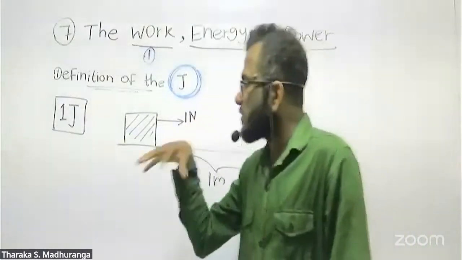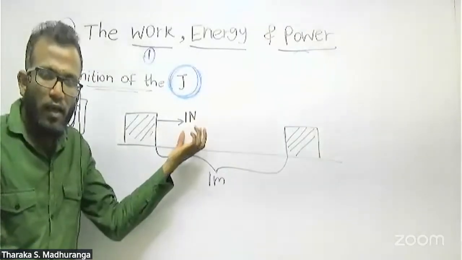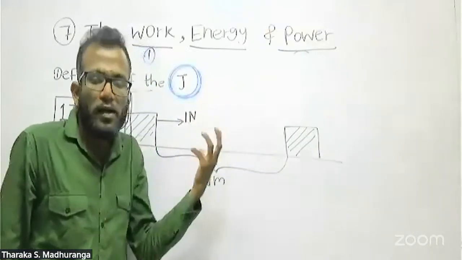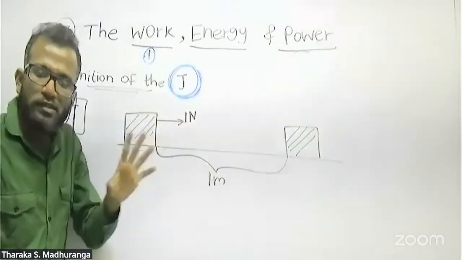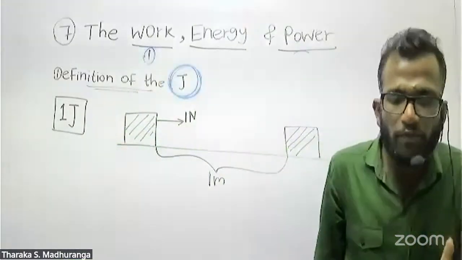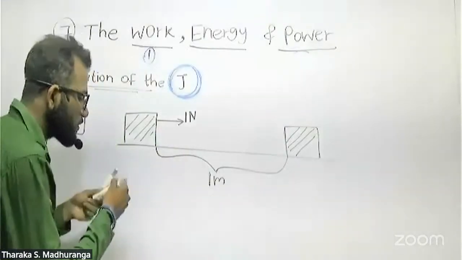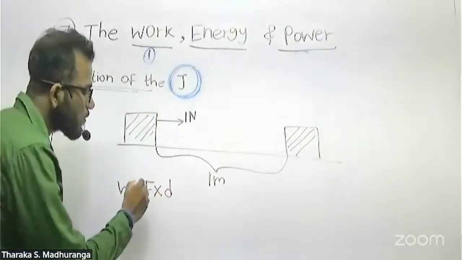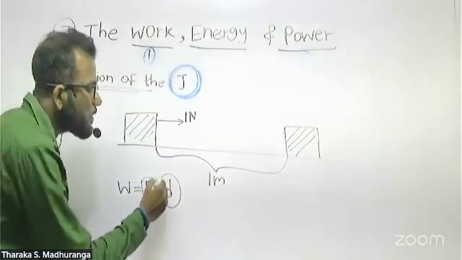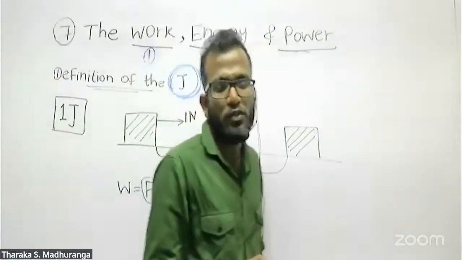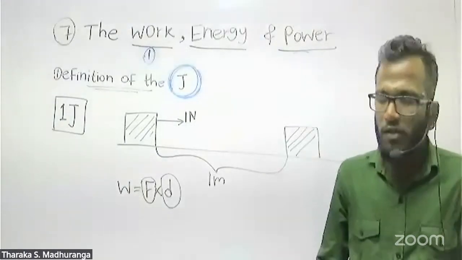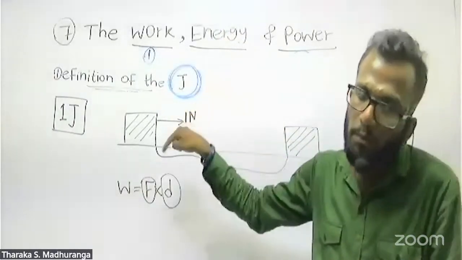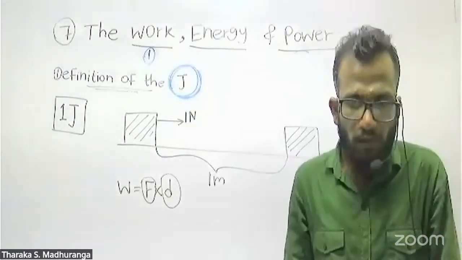What is the story? When 1 Newton force is applied and the object is displaced 1 meter, the work done by the object is called 1 joule. That's how we define it. Very easy, no? The equation is work equals F into D. Then 1 Newton force applied, when displaced 1 meter, the work done we call 1 joule. Did you get the definition? Okay, understood?